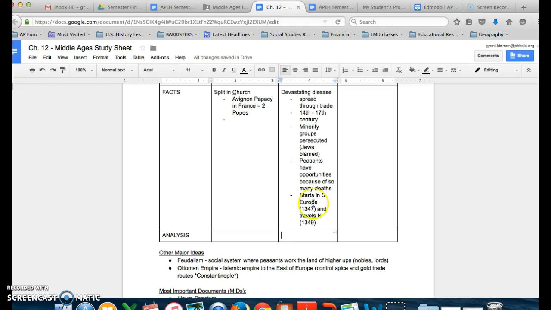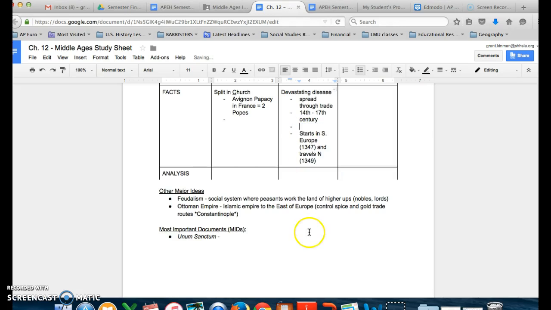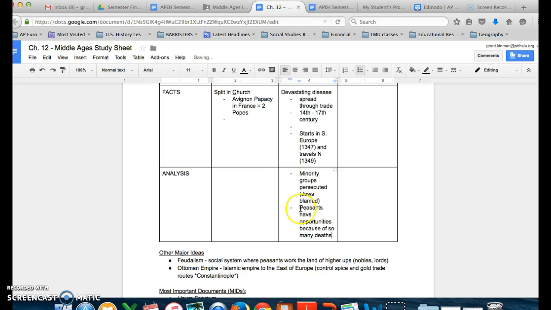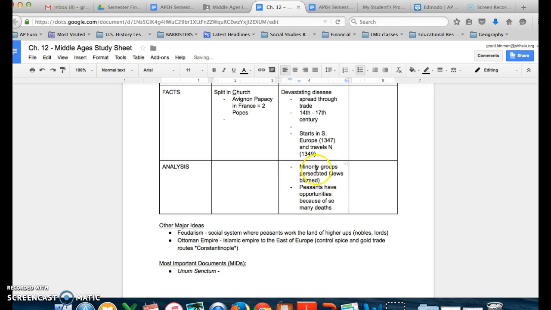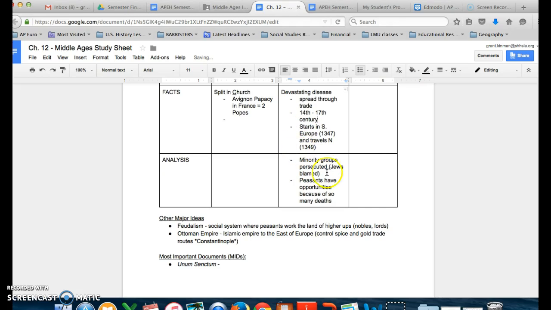Analysis. You could actually take this, because that's part of the analysis. I mean, these are facts, but this is also good analysis. Minority groups were persecuted. That's because of the plague, right? So that happens after. Jews are targeted. Peasants have opportunities because of so many deaths.